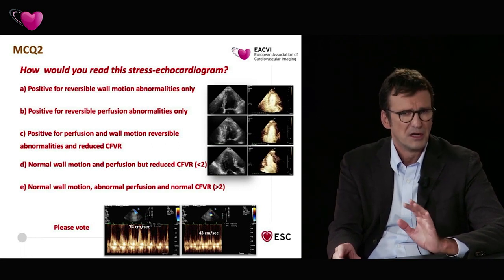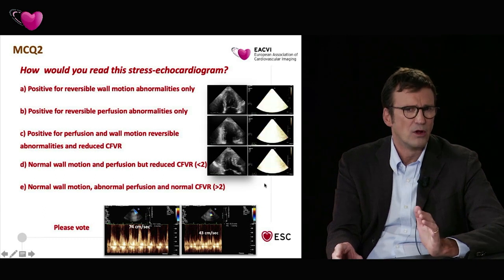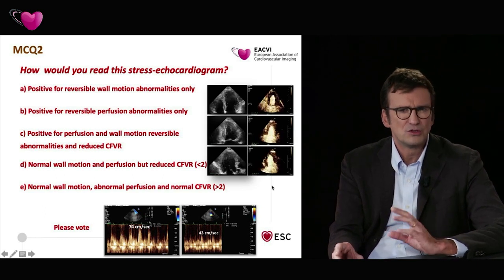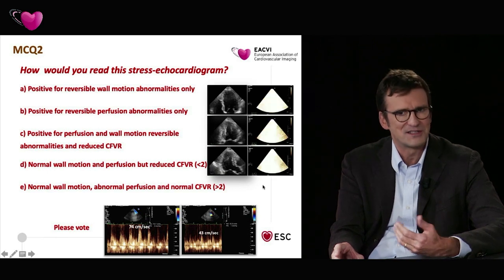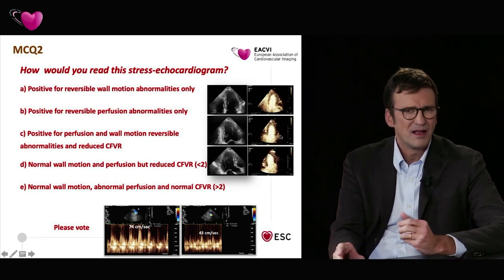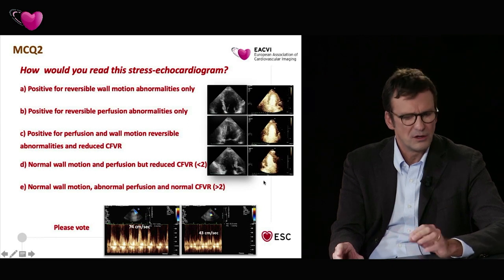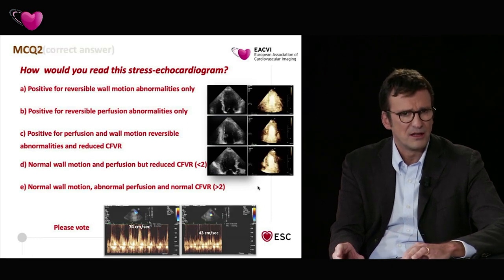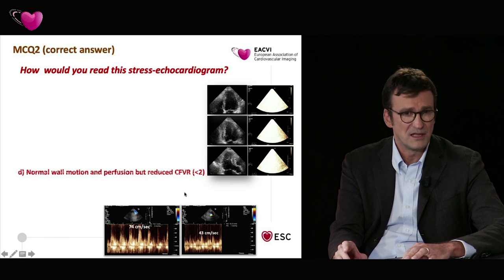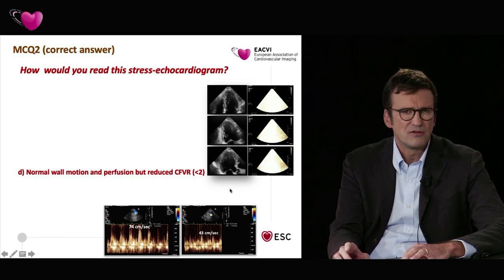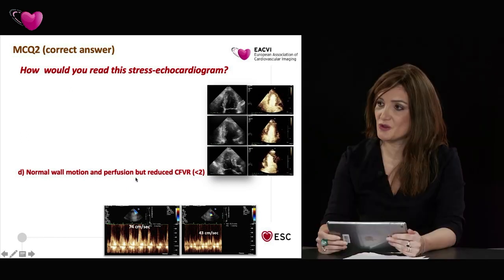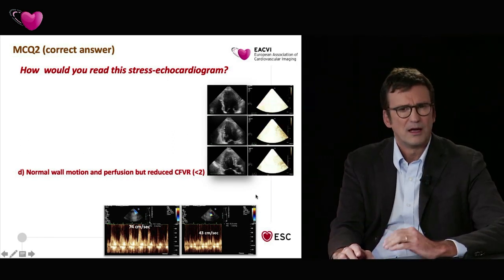This is actually technically high quality. So you should not hope to have better images than these during perfusion stress. So this is the reason why you need a learning curve, because actually the right answer is normal wall motion. I think this is quite clear, but maybe perfusion could be tricky if people are not accustomed to assessing perfusion, but this is a typical normal after few.